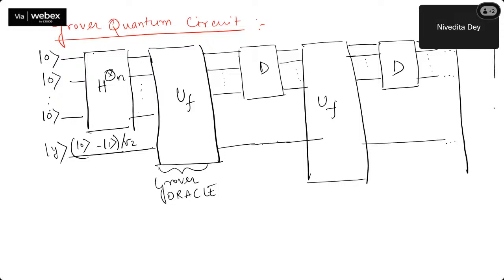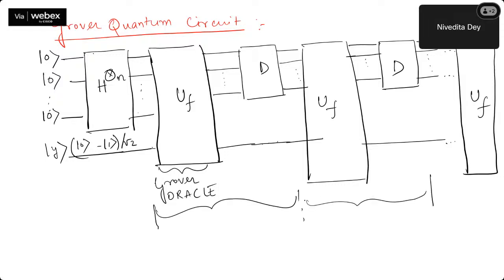How many times do I have to do this entire thing? Root over of n times. So this is this entire thing now. Again, I'm repeating here. Again, I'm repeating. Likewise, I have to keep on repeating. Maximum how many times? Maximum, I can repeat it for root over of n number of times.